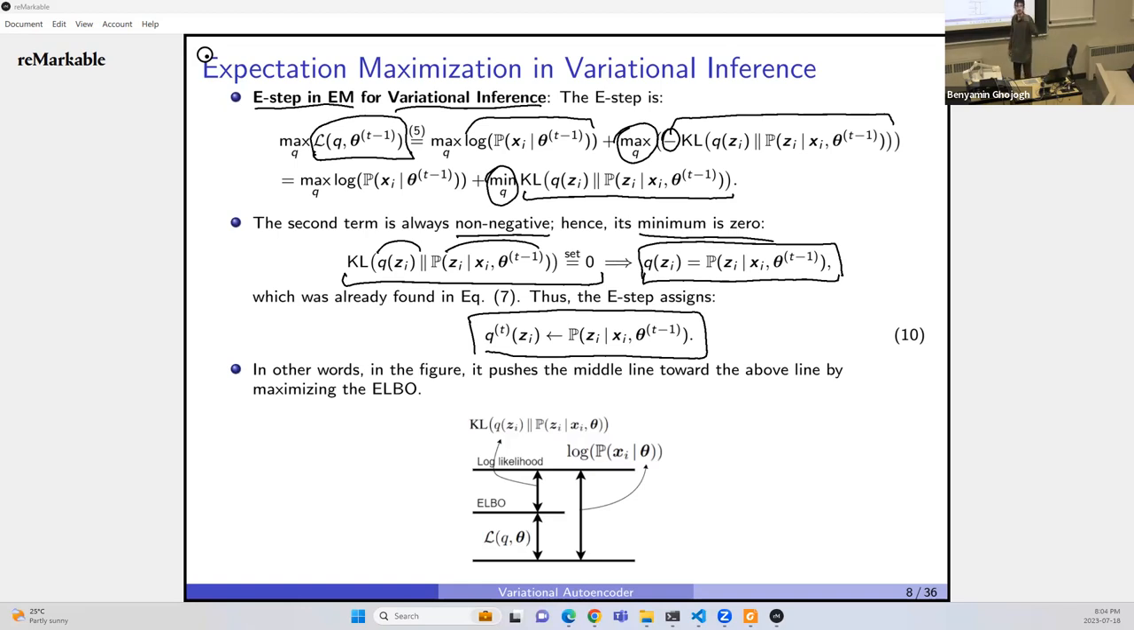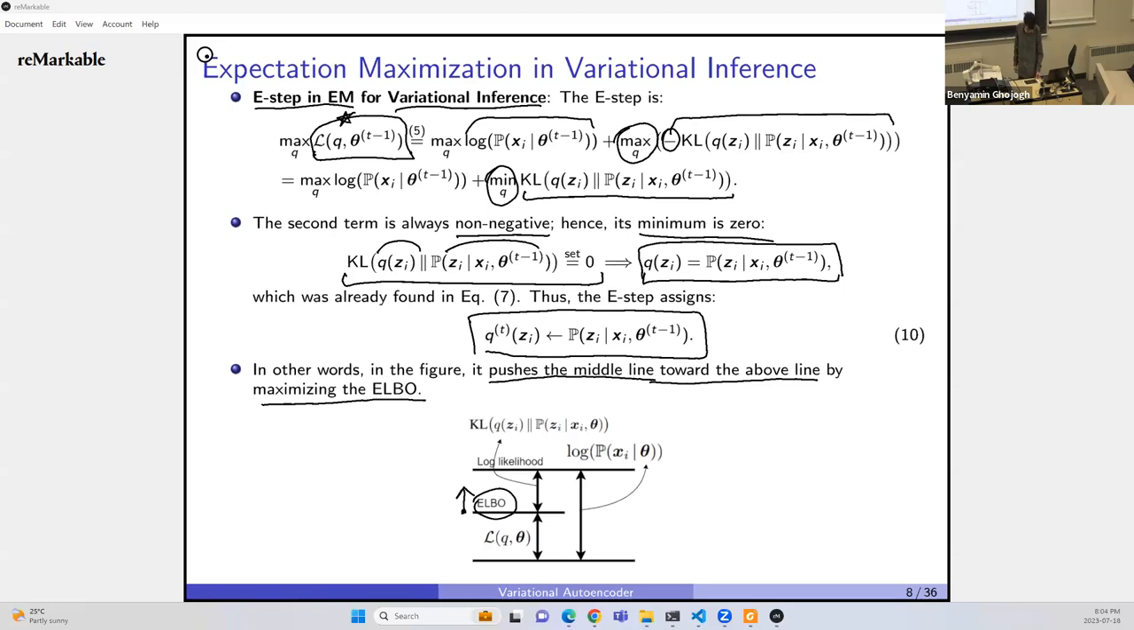Let's analyze it. What do we mean? In the figure, it pushes the middle line, which is ELBO, toward the above line by maximizing the ELBO. You are maximizing this ELBO with respect to Q. So this means that we are pushing this upward.